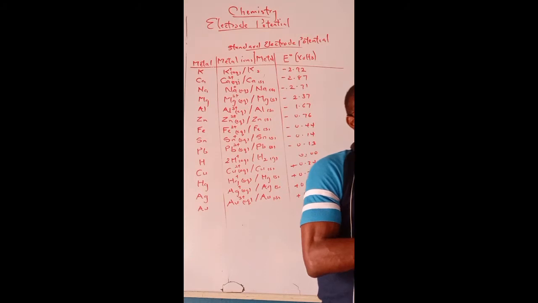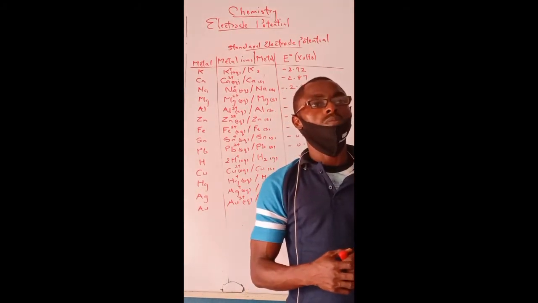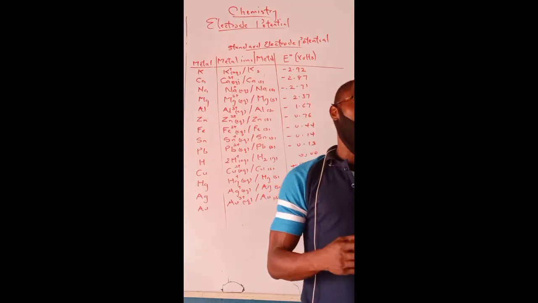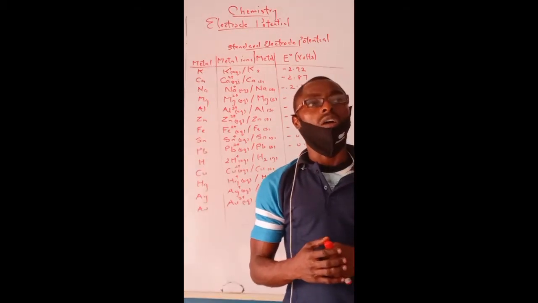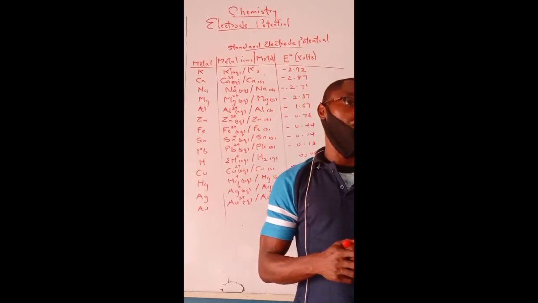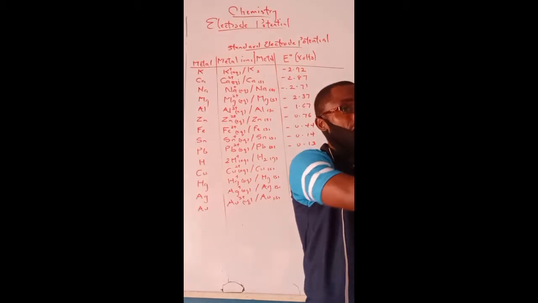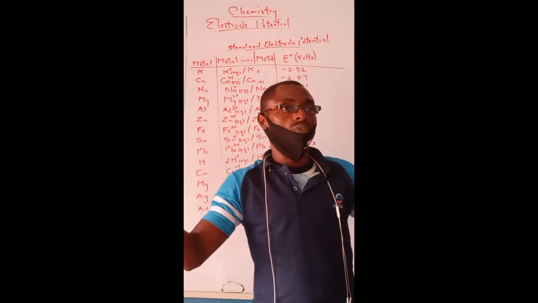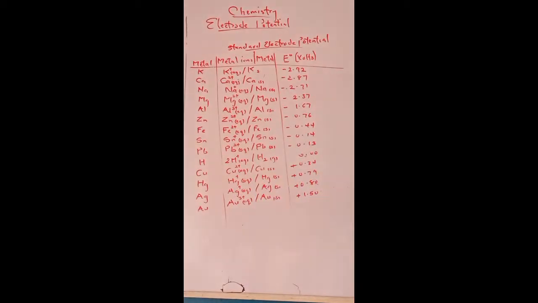Similarly, if copper is placed in copper sulfate, copper will lose electrons and will become positively charged. Now, this difference between a metal and its solution, the difference in their potential, is called electrode potential.